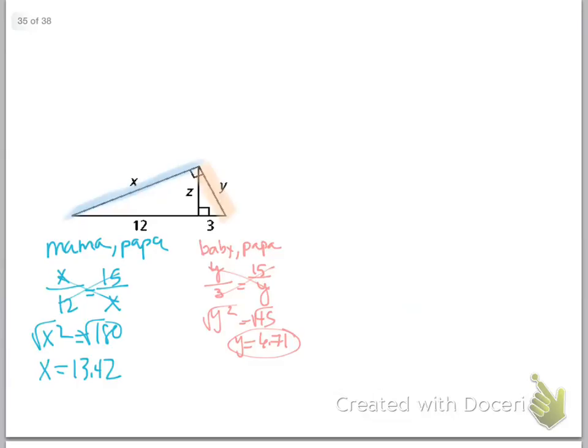Okay, now we're doing z, and we're missing the altitude. So here is z. So I do z over, it looks like z is touching mama and baby. So I'm doing mama and baby's length. So z over mama's length equals baby's length over what's still missing. So I get z squared equals 36. Square root both sides, so z is going to equal 6. So you're trying to figure out what lengths it's touching in each triangle, and that's what you're setting up the geometric mean as.